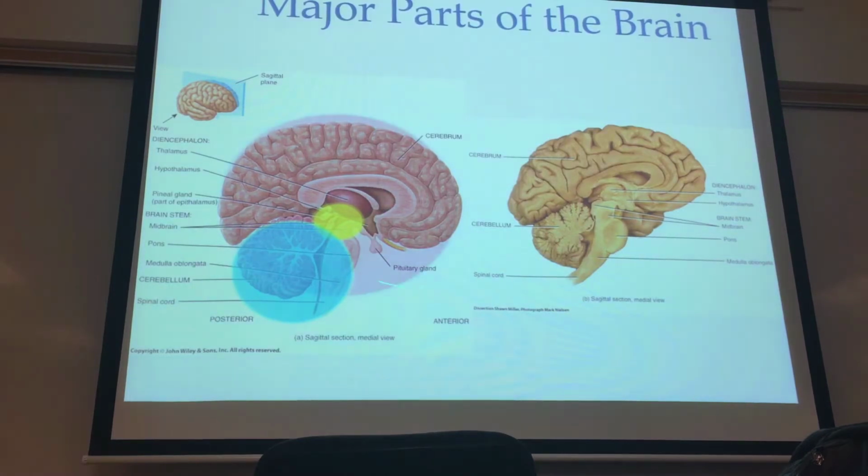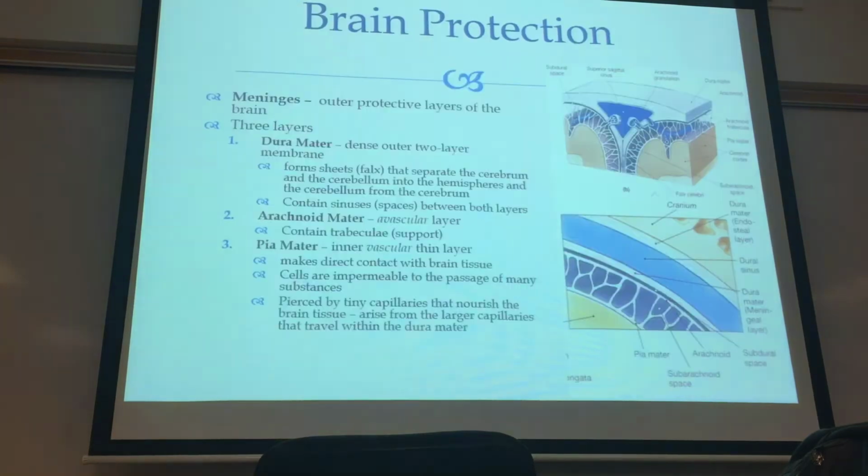And then the biggest red portion is going to be the telencephalon, and that is going to be the cerebrum that we're going to be looking at. So now that you have an idea of how the telencephalon or the cerebrum is going to start to grow, the bigger areas of the brain, let's take a look at some of the other brain protection mechanisms.